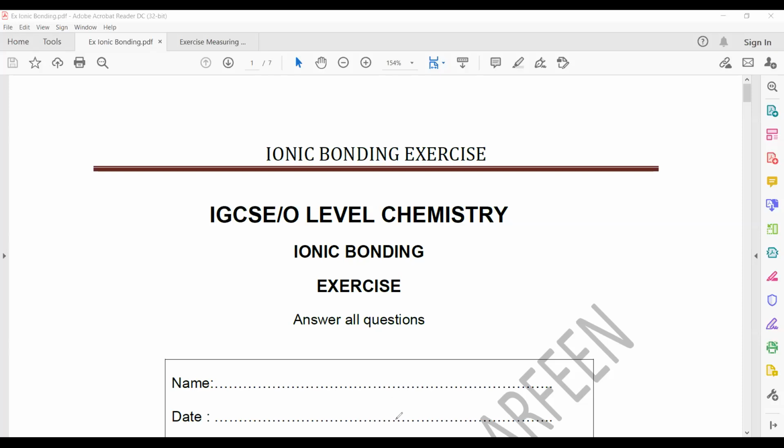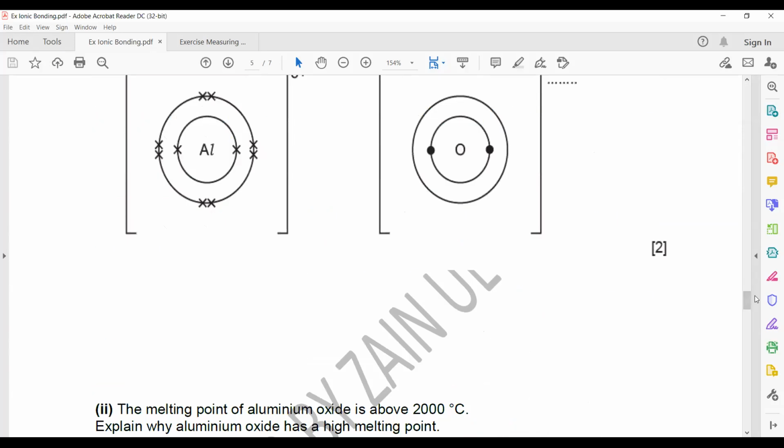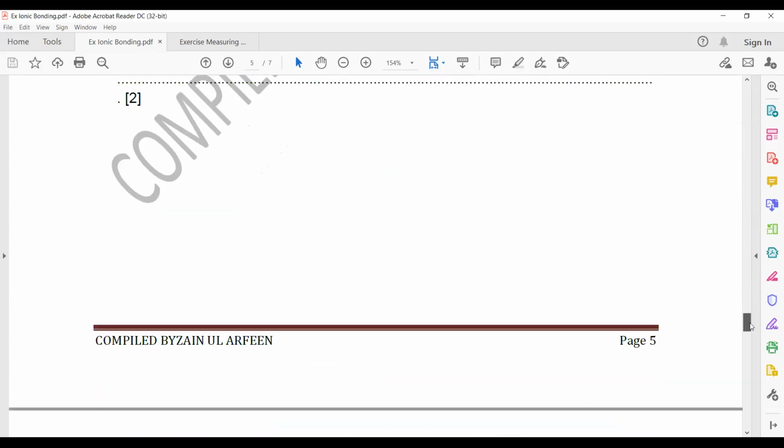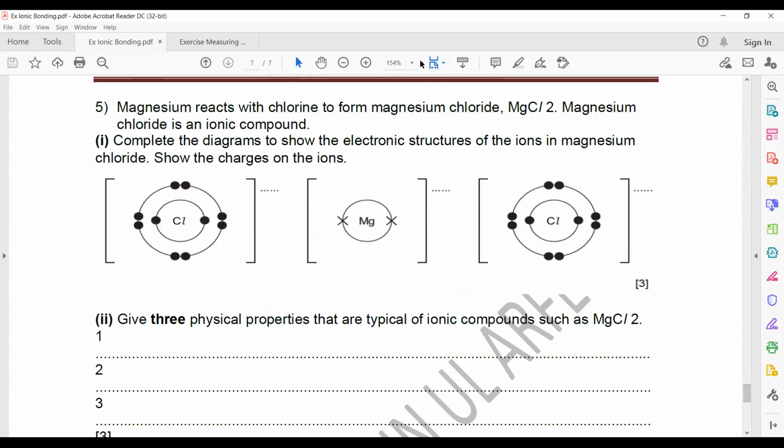So the ionic bonding exercise, the weekly homework, the last question, we'll complete the last question discussion. That is about magnesium chloride. In question 5, magnesium reacts with chlorine to form magnesium chloride, MgCl2. Sometimes it does not appear as a subscript, but it is MgCl2. Magnesium chloride is an ionic compound.